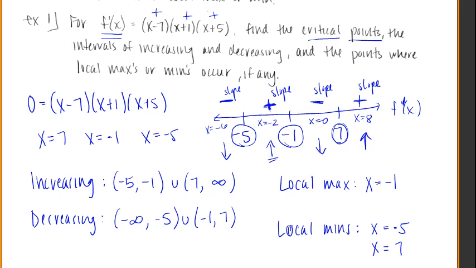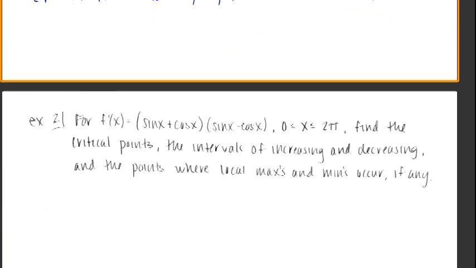Okay, so basically all of our answers are just the intervals of increasing, decreasing, and listing out the local max and mins. And so I guess the last thing, if we want to just actually state it out, our critical points were x equals -5, -1, and 7. Okay, let's go on to the next problem.